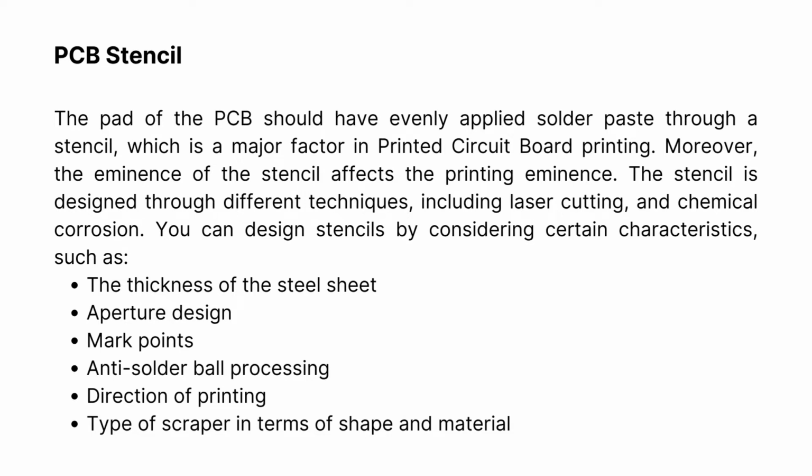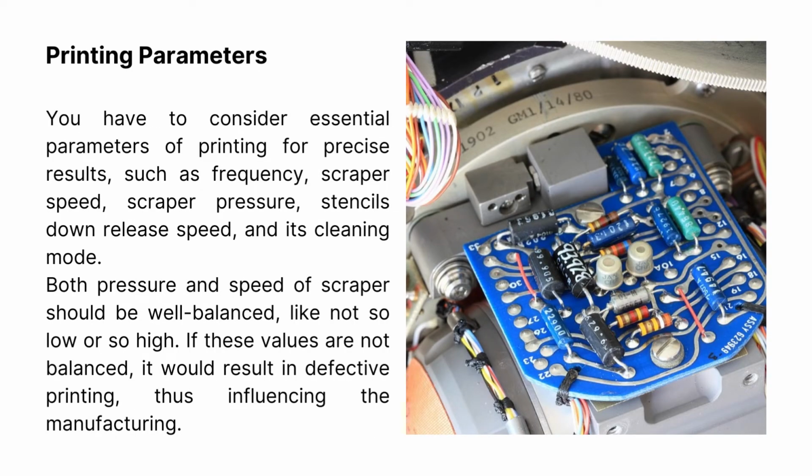In terms of shape and material printing parameters, you have to consider essential parameters of printing for precise results, such as frequency, scraper speed, scraper pressure, stencil's down release speed, and its cleaning mode. Both pressure and speed of the scraper should be well balanced, not too low or too high. If these values are not balanced, it would result in defective printing, thus influencing the manufacturing.